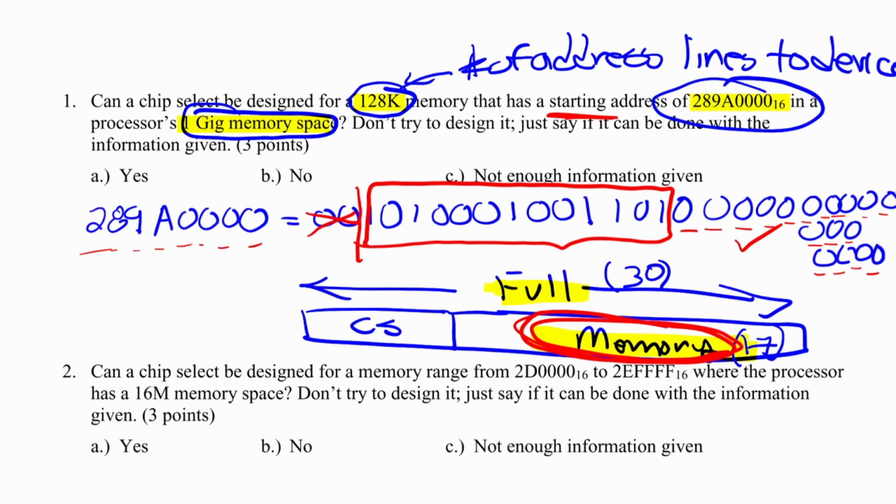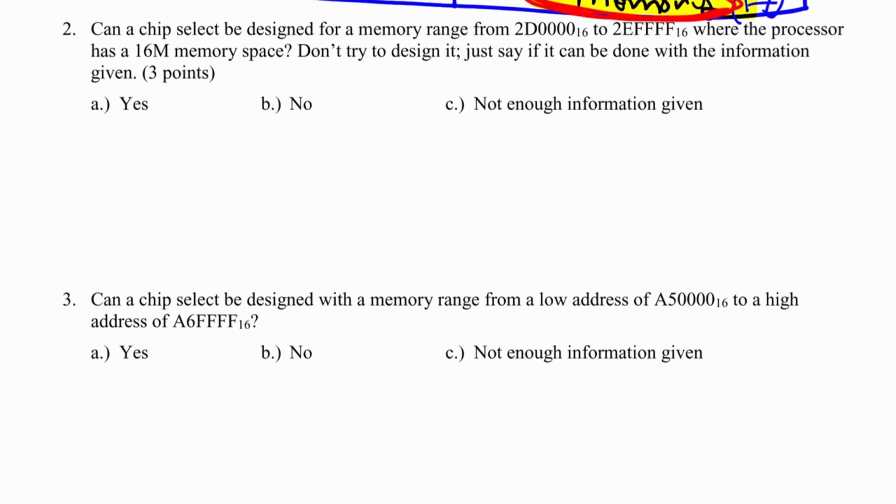If there had been 1s in any of the positions for the starting address that went to the memory device, we'd also know that we couldn't answer this, or we couldn't design the chip select. But since all 3 pieces fell into place, the answer to problem number 1 is yes. Okay? Let's take a look at the next problem.